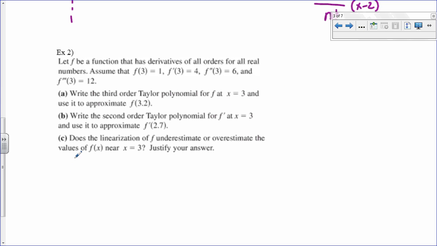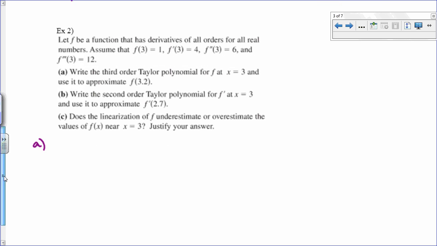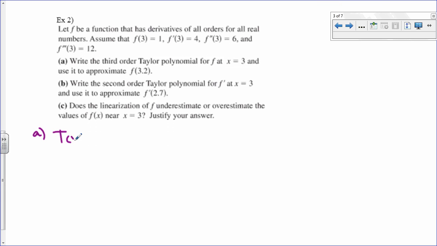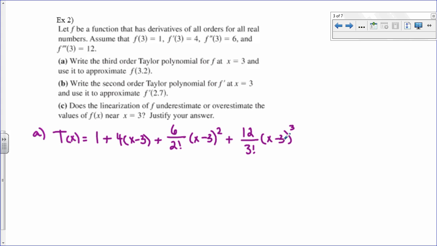So if I want the third order Taylor polynomial, I'm going to put it down here. My third order Taylor polynomial, I'm going to call it t of x just to give it a name. And t of x is going to be the 0th derivative over 0 factorial x to the 0. Done. Plus the first derivative, 4, over 1 factorial x minus 3 to the first. The second derivative over 2 factorial x minus 3 squared. The third derivative over 3 factorial x minus 3 to the third. That would be the third order. Order and degree are going to be the same for these. Okay. So there's my Taylor.